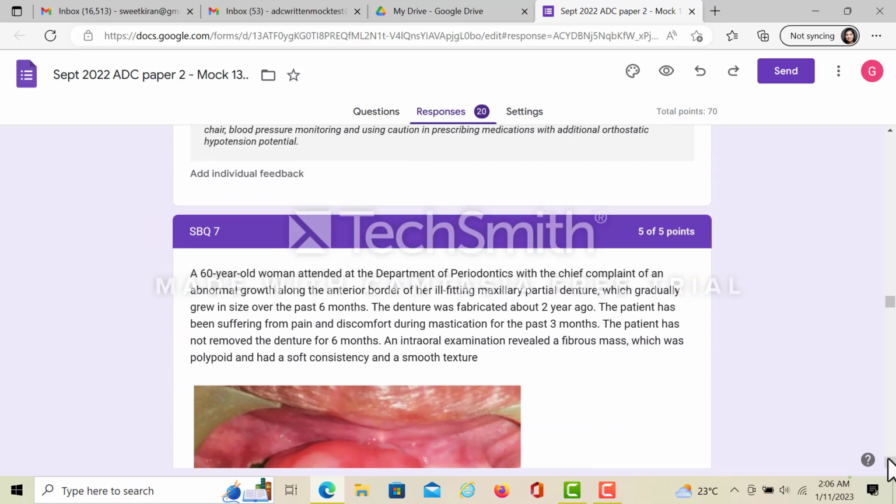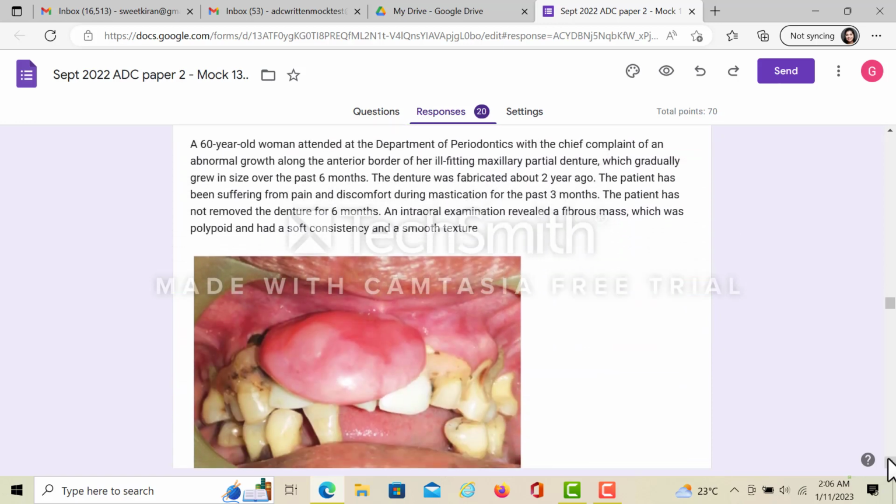SBQ 7, the last SBQ for today. A 60-year-old woman attended the Department of Periodontics. So, you know, it's a perio question. Simple, right? With the chief complaint of an abnormal growth along the anterior border of her ill-fitting maxillary partial denture, which gradually grew in size over the past 6 months. Keyword: gradually. The denture was fabricated about 2 years ago. The patient has been suffering from pain and discomfort during mastication for the past 3 months. That means since the swelling has started coming, she is having pain and discomfort only during mastication.